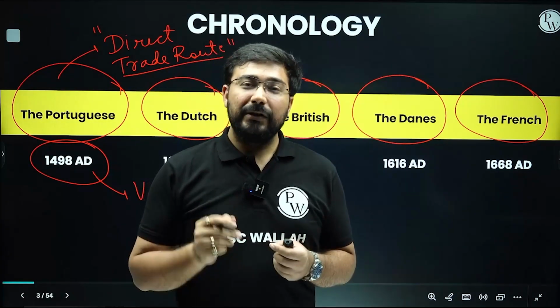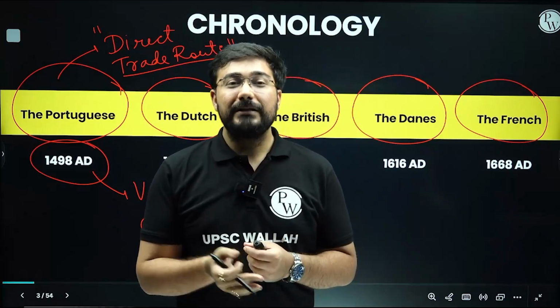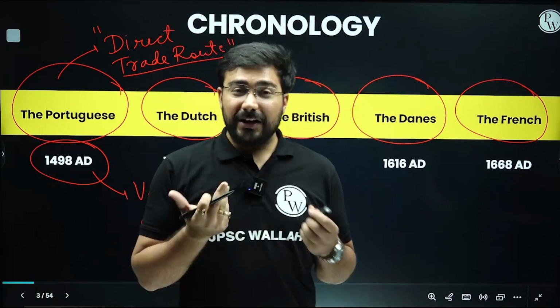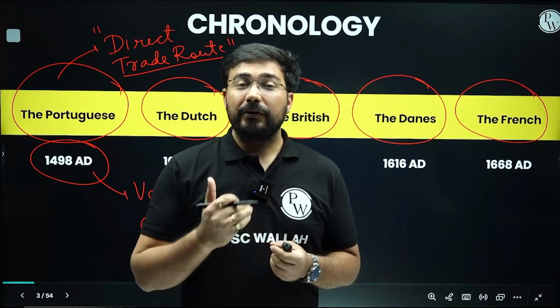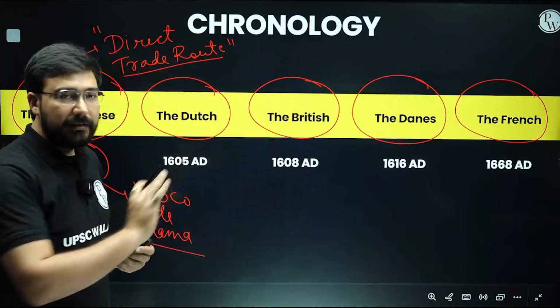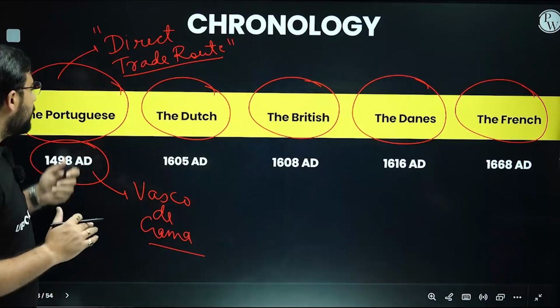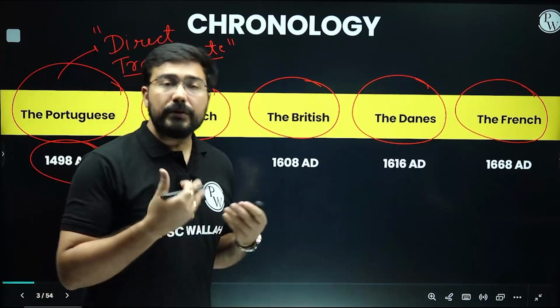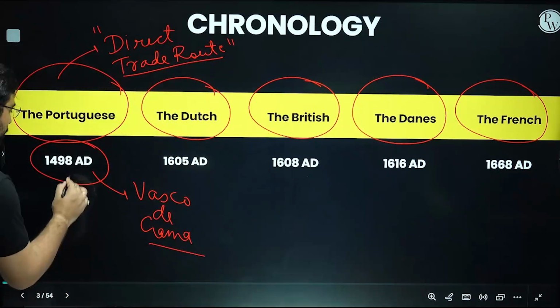The trade between India and Europe was going on since ancient times. So what changed effectively which brought them towards India? So we will have a discussion on that. First, please understand the timeline. So the first one to come was the Portuguese. So the Portuguese were the first one. They arrived in the 15th century itself.